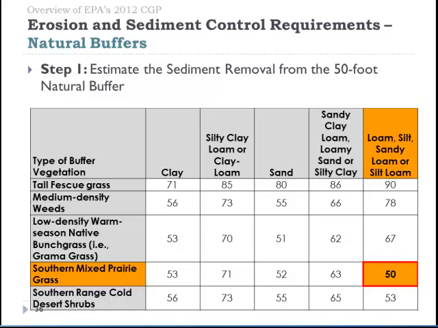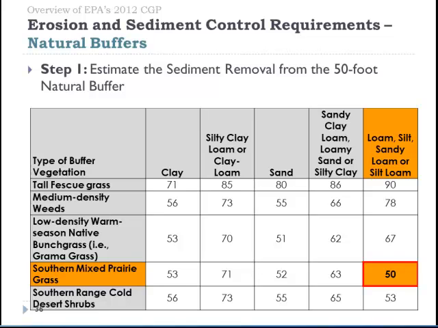So the first step would be to first estimate the sediment removal that would be achieved if you did provide a 50-foot buffer on the site. And in our buffer appendix, we have several tables that apply to each of the states in areas where this permit is in effect that provide the estimated sediment removal achieved by a 50-foot buffer based on various soil types and vegetation types.